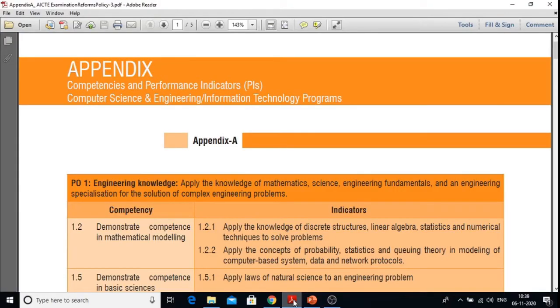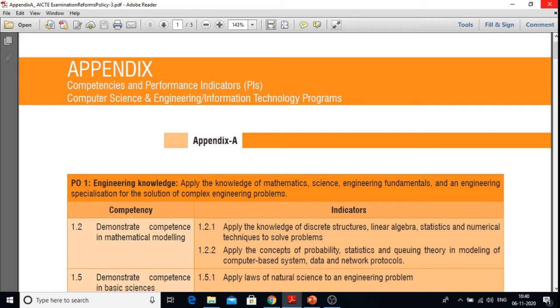Hello everyone. In this video, let us discuss how to map CO, PO along with competencies and performance indicators as defined by the AICTE new examination reform policy. So this is Appendix A that is given for the Computer Science Engineering and Information Technology Department.